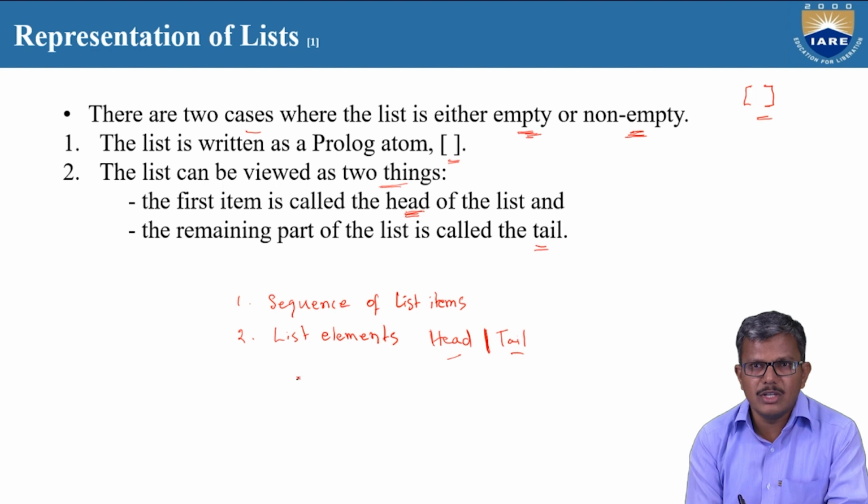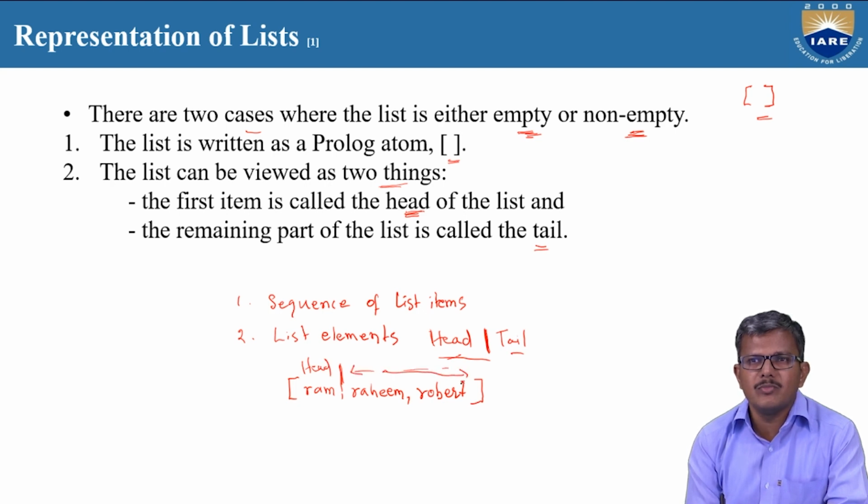So in this example, for example, what is that? Ram, Rahim and Robot. How can we consider this in terms of head and tail? Up to this particular comma, Ram is there, so we can consider this Ram as the head part, and the remaining, this entire thing, we are going to consider as the tail. So the representation is going to be like this.